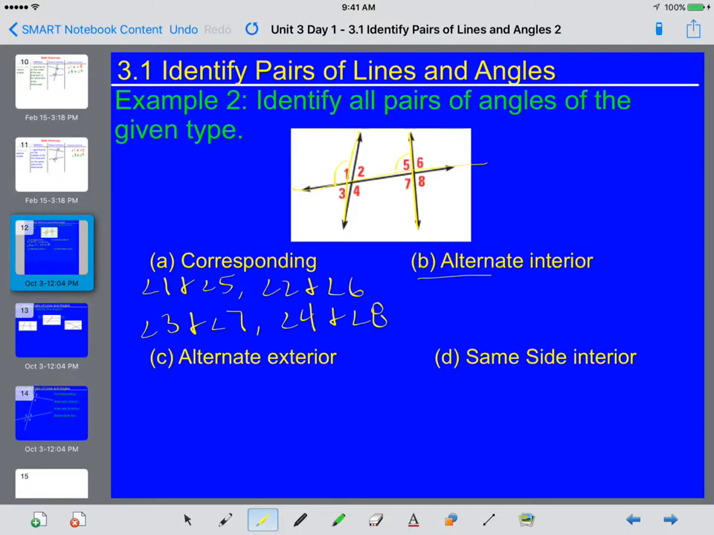Let's identify the alternate interior angles. So alternate interior angles would be our inside angles, which is 2, 4, 5, and 7. We need the alternate, meaning opposite sides. They both have to be interior. So angle 2 and angle 7, angle 4 and angle 5.